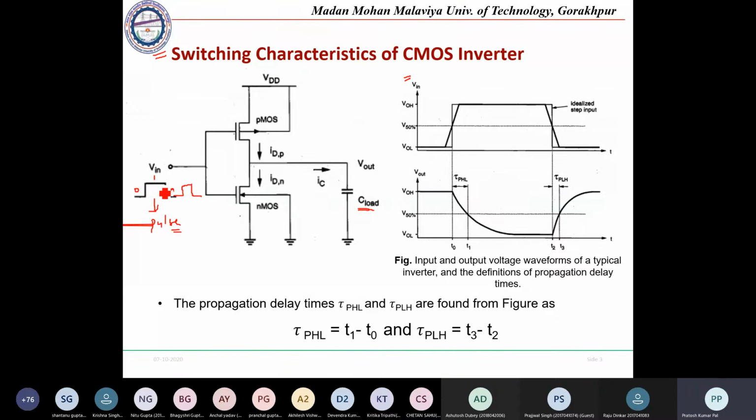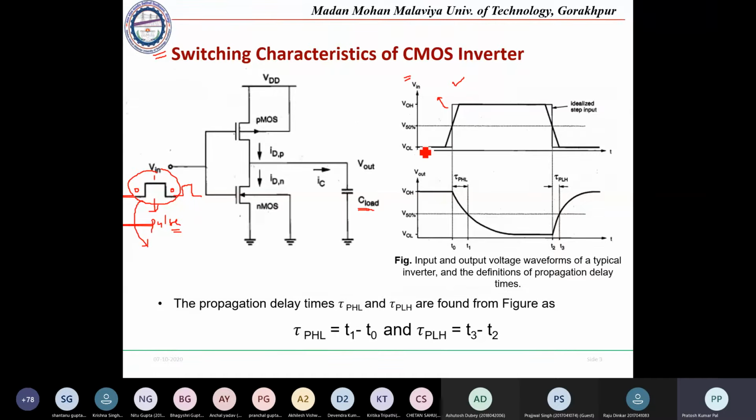So this is the ideal pulse. In an ideal pulse, once it is 0, it will directly switch to 1 without any delay. But the practical pulse will be given like this. So this is a practical pulse, and this one is your ideal one.